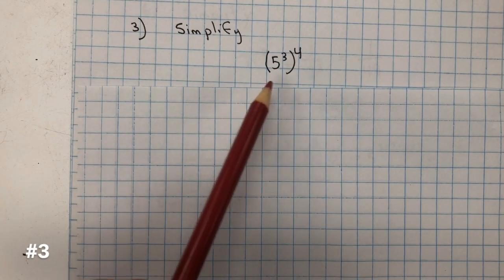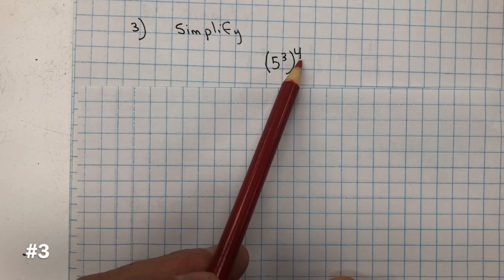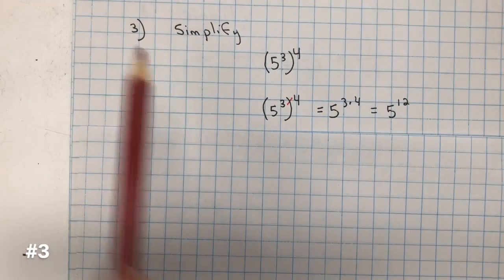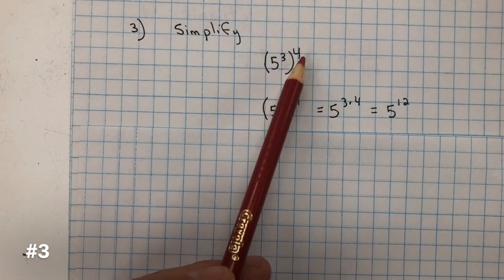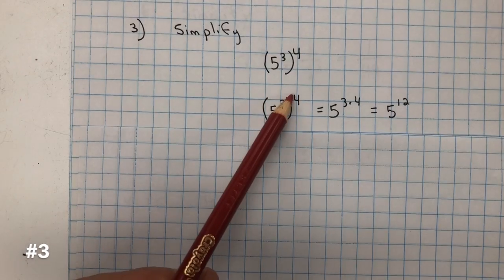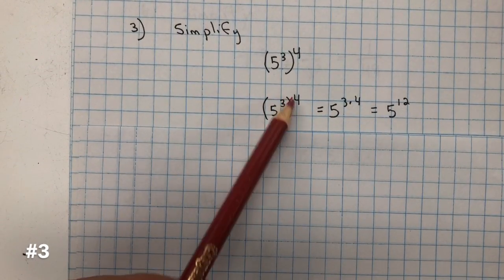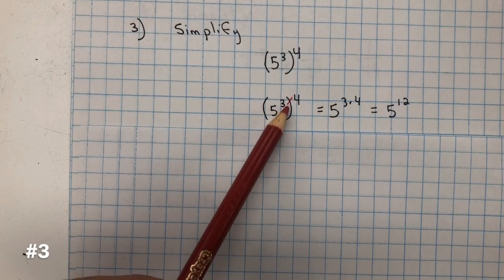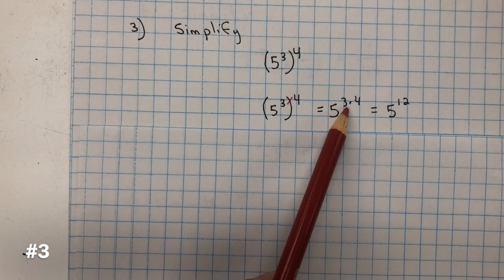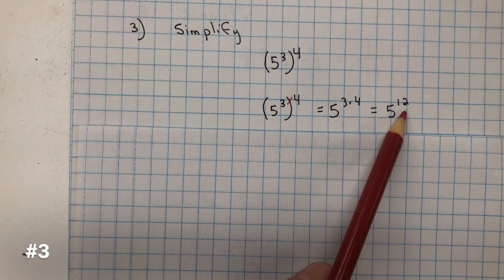Number 3, we have 5 to the 3rd power raised to the 4th power. And remember, when you have a power raised to a power, the rule is that you multiply. And I always put a little slash here because then that gives me the multiplication symbol and it reminds me, yes, I need to multiply these exponents. So we have 5 to the 3rd multiplied by 4. 3 multiplied by 4 is 12.